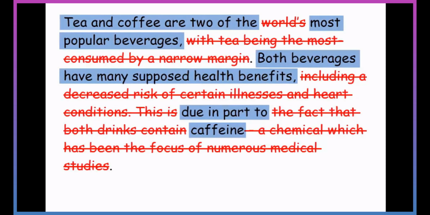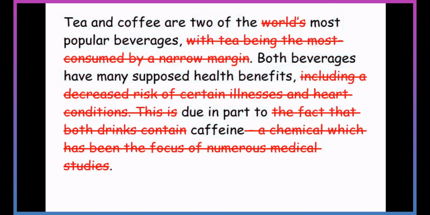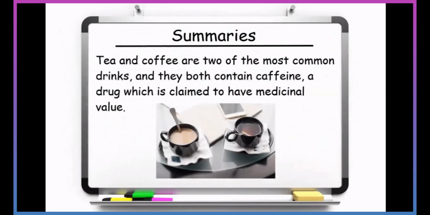And when we summarize information, we usually also change the vocabulary. In other words, we also paraphrase the text. Tea and coffee are two of the most common drinks, and they both contain caffeine, a drug which is claimed to have medicinal value. As you can see, this summary is much shorter than the original statement, but it still gets the main idea across.